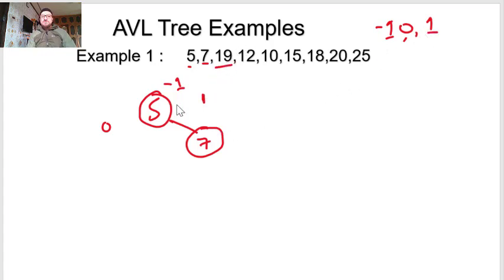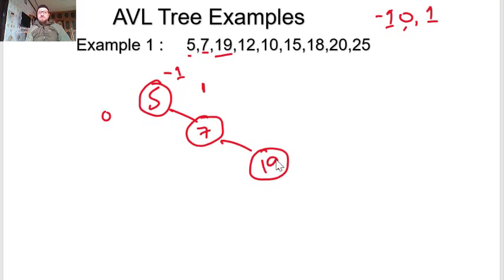19, where does the 19 go? 19 is greater than 5, 19 is greater than 7, so 19 has to go here. Okay, check the balance factor. Balance factor for this 19 is 0, right? Because left subtree is 0, right subtree is 0, 0 minus 0 is 0. What about 7? There is no left subtree, so height of the left subtree is 0, and right subtree is 1. 0 minus 1, negative 1. So it is negative 1, no issue, that's good.